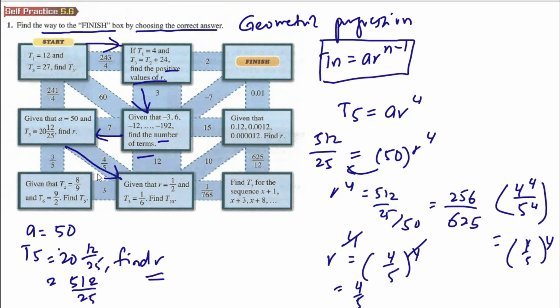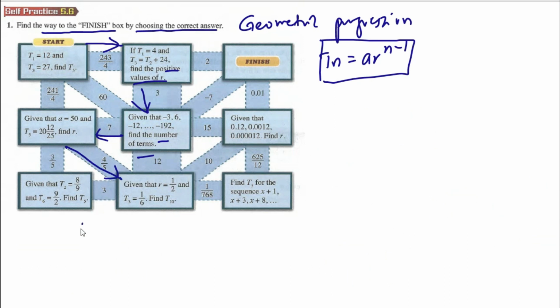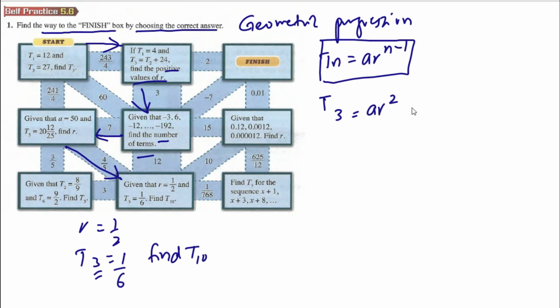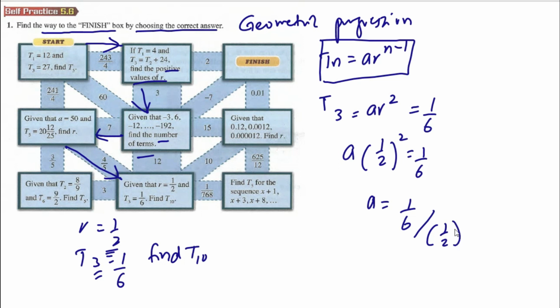So this one, R is equal to half. T3 is equal to 1 over 6. So find T10. So we have T3. So we see here the formula T3 is equal to A R squared. It's given as 1 over 6. And it's also given R is equal to half. So A times half squared is equal to 1 over 6. A is equal to 1 over 6 divided by 1 over 2 squared, which is equal to 2 over 3. So A is 2 over 3.